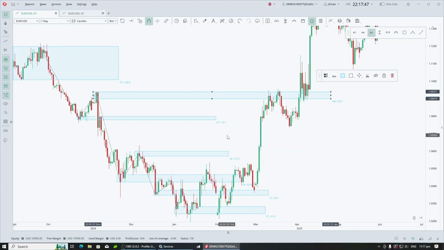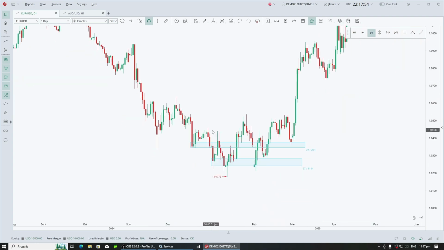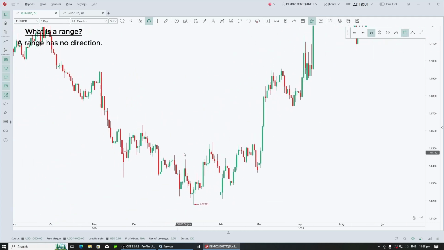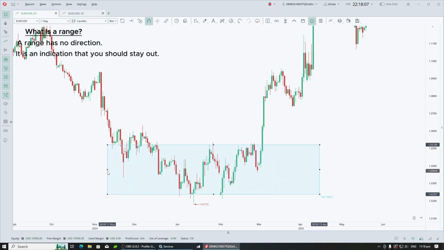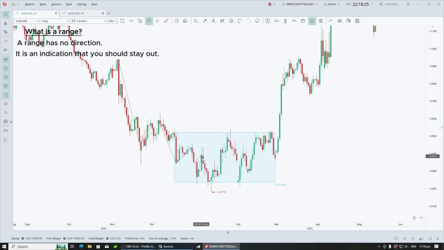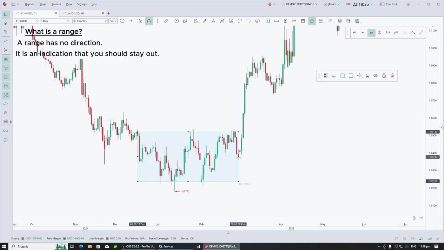The third thing you need to identify is a range. So what exactly is a range? The way we have an uptrend and a downtrend, a range has no direction whatsoever, and it is an indication that you need to stay off the market. So how do we identify the range? Well, obviously when the market is failing to create a low and a high, a low or a high. You can see we were continuously creating lows right here, and then we are failing to create the low right here, and immediately we broke out of this range.